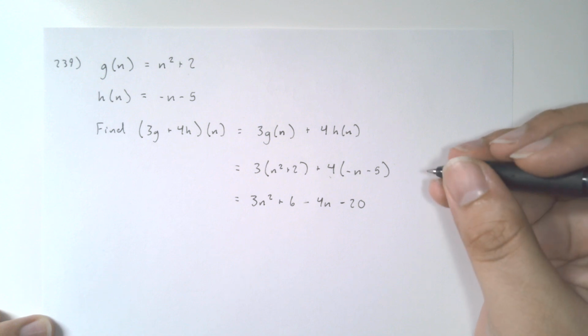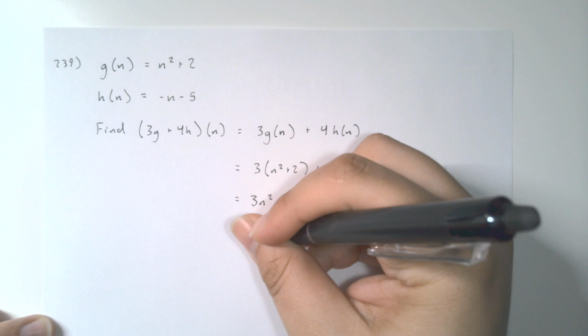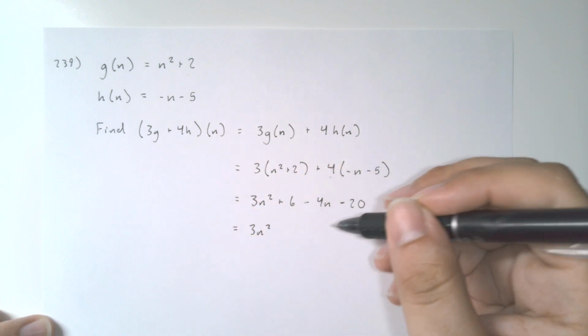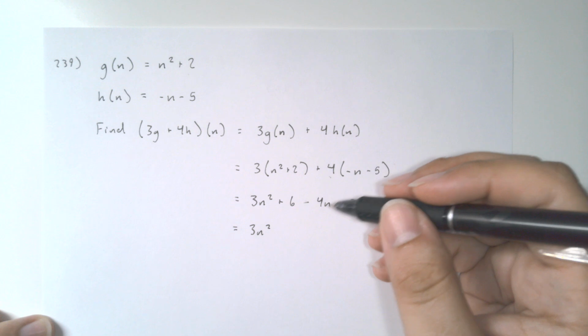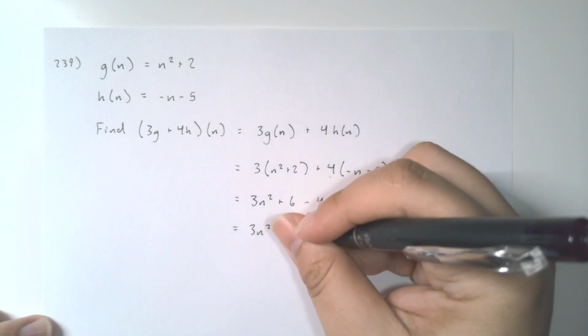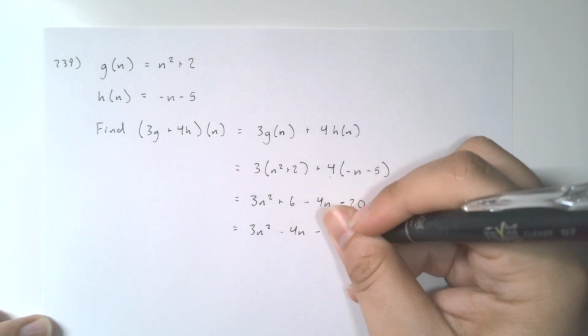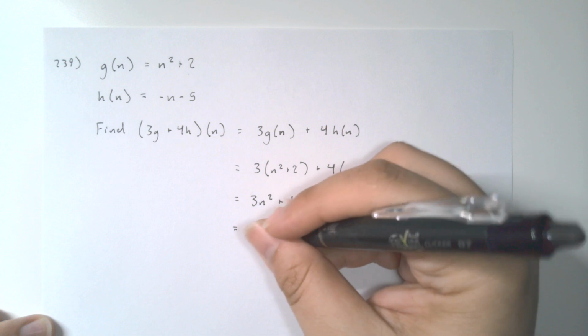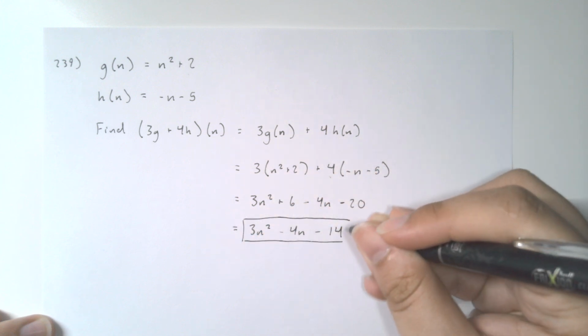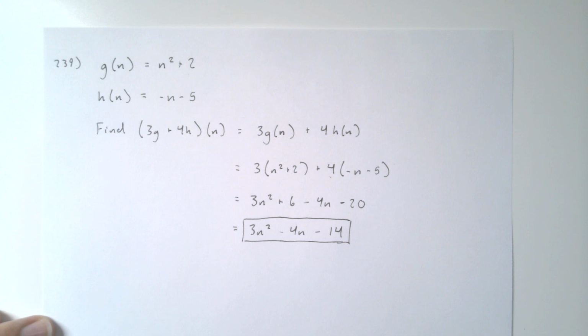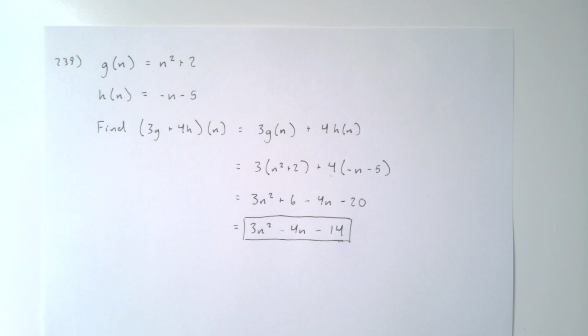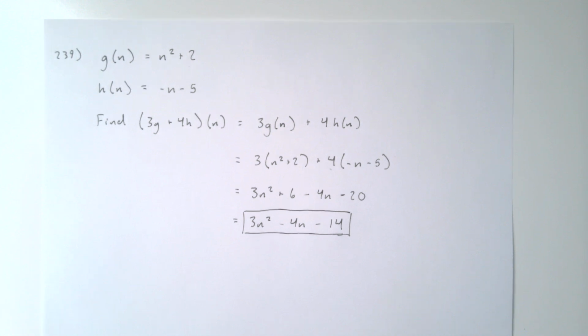And now we just have to combine like terms. We have a 3n squared right here. We do have one linear term here, so minus 4n. And then we have 6 minus 20, which is minus 14. And this is our final answer. So, not too bad. It looks a little different from the first 5 operations we had, but it's just taking basically the addition one a little bit further.